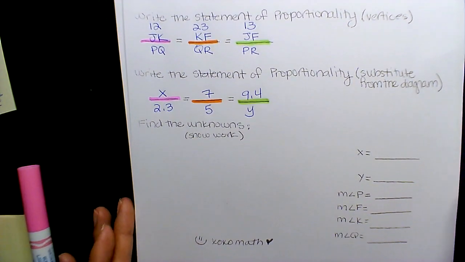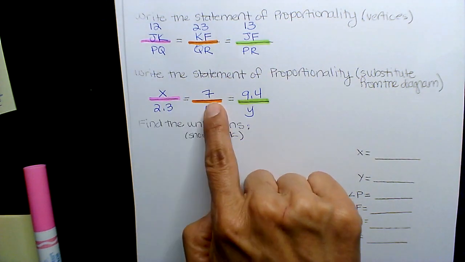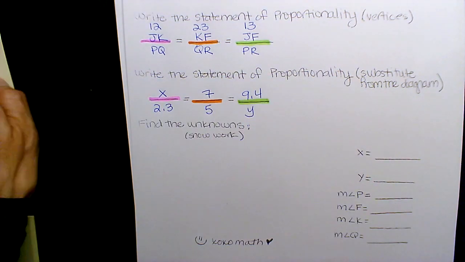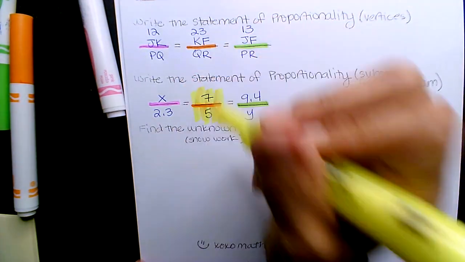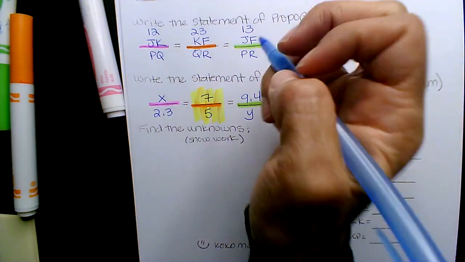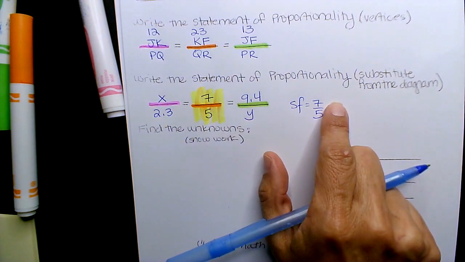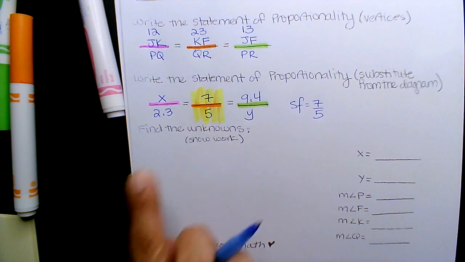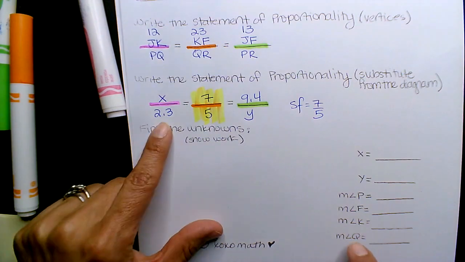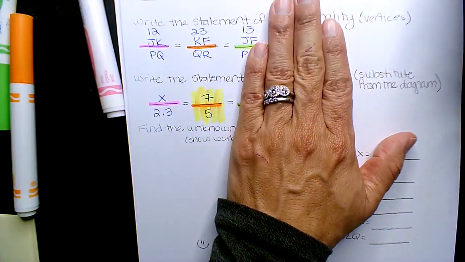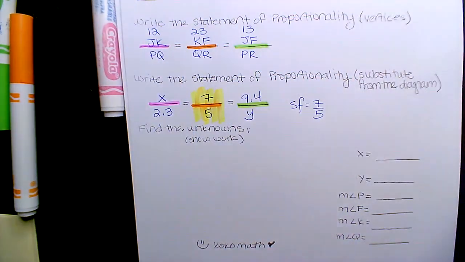Now the last part says, find the unknowns and show your work. Pink, orange, or green, which is your scale factor? 7/5, that's my scale factor. You can write it on the side, but you better know that's what it is. Your most important ratio is the fraction with two numbers. If you want to solve for X, it's this crisscross. If you want to solve for Y, it's this crisscross. Then fill it out.